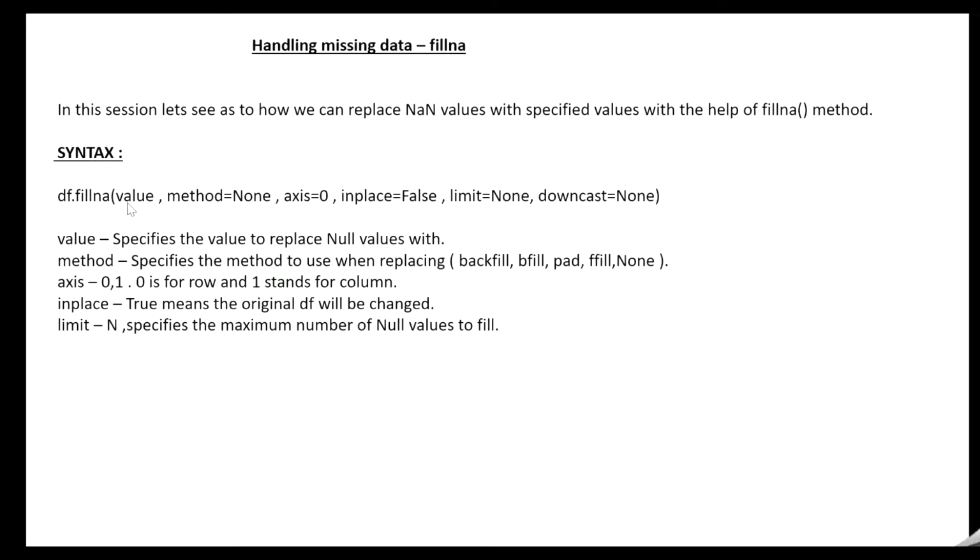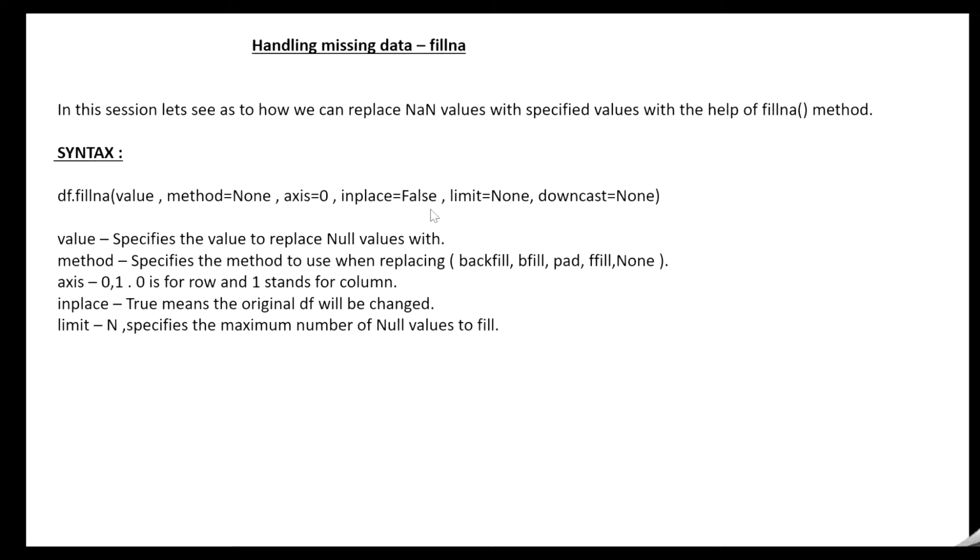So firstly, value. If we have missing values, when we create a data frame from the Excel, all the missing values will be replaced with NaN. And if we want to give any value like 1, 2, 3 to those particular NaN values, we can specify it in the value parameter. The next is the method, which tells in which method we have to replace, whether it's backfill, forward fill or None. By default method is None. Axis, by default it is 0, 0 is for row and 1 stands for column.